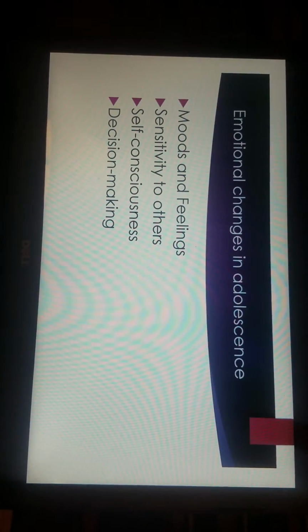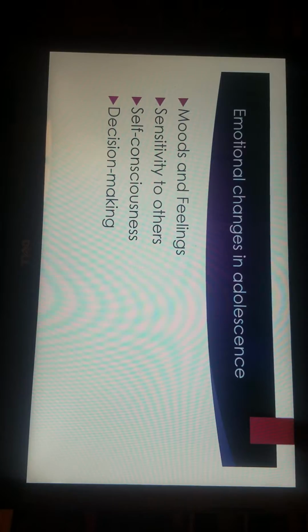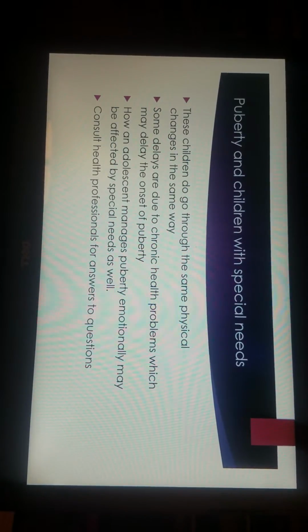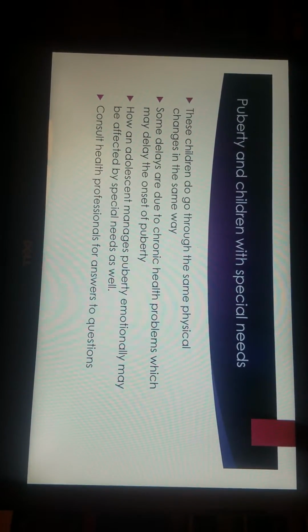Emotional changes are also found in adolescents beginning puberty. Their moods and feelings begin to change. They are more sensitive to others than usual. They're self-conscious about themselves, their bodies, and things that are going on around them. And their decision-making is sometimes based on their emotions.